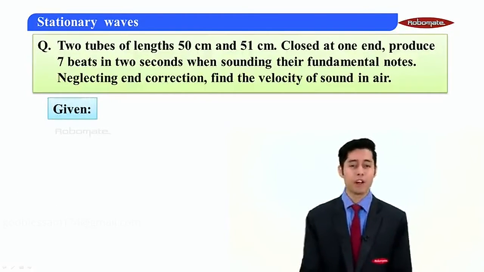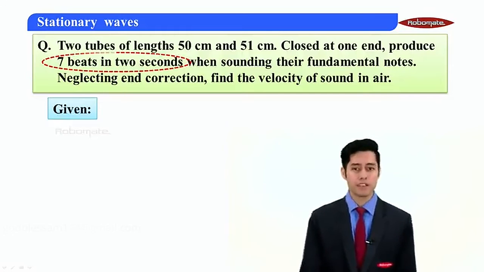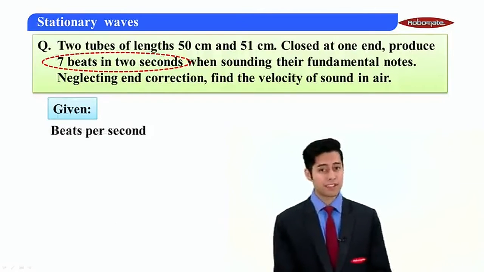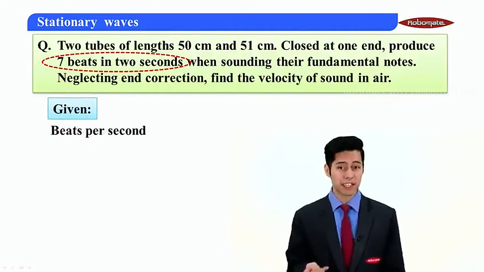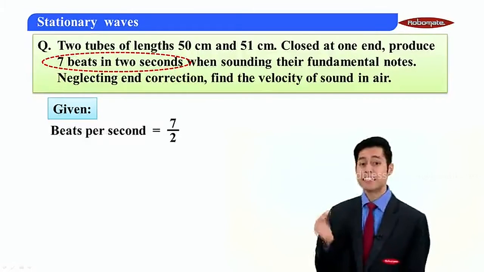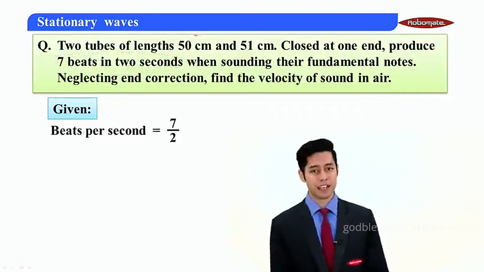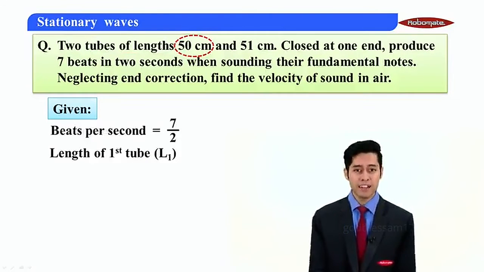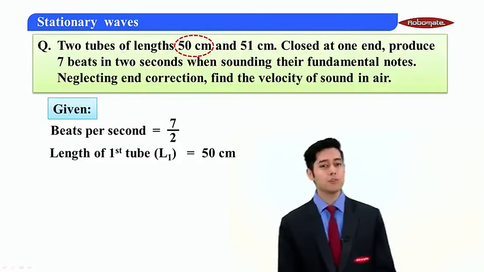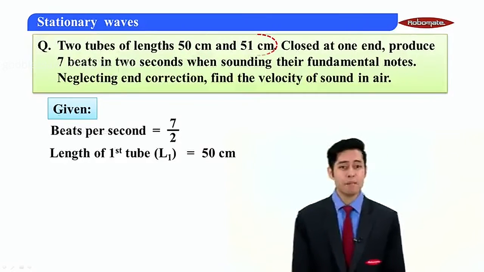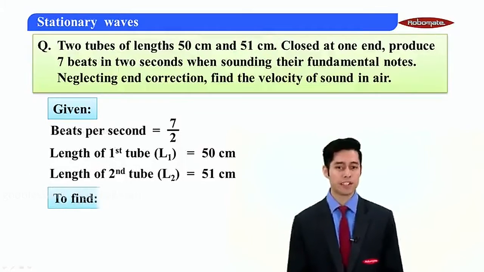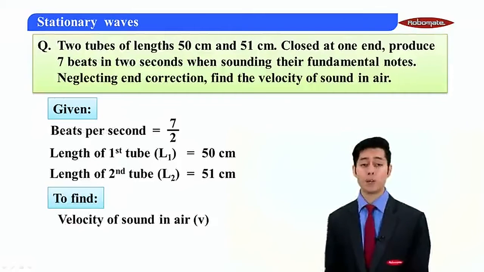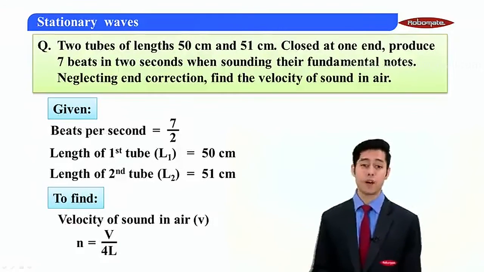So to find out the velocity of the sound in air, let us see what is given to us. First, beats per second are given to us, but in the question it is beats per 2 seconds. So beats per second will be 7 divided by 2. Again, we have been provided with the length, so I'll write the length of the first tube is 50 cm, with the second being 51 cm. So I've got the length of the tube which is given to us. What do I need to find out? I need to find out the velocity of the sound in air.